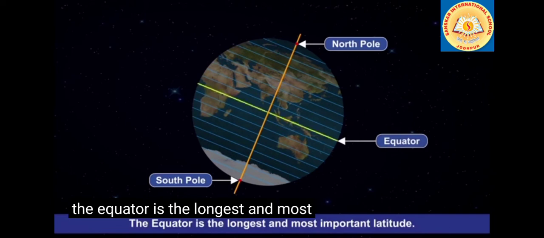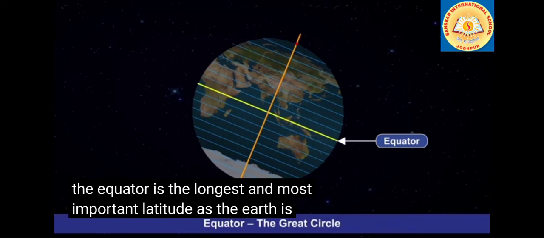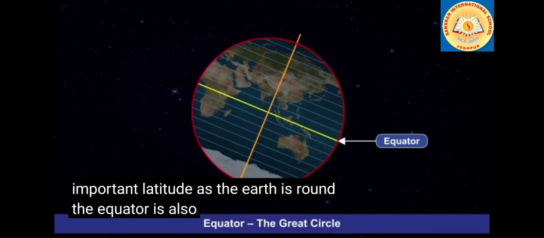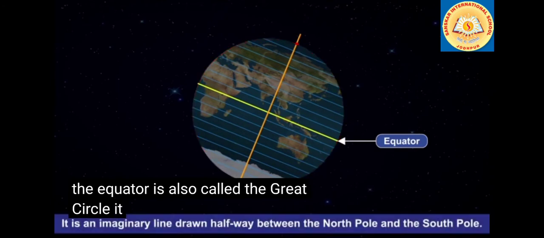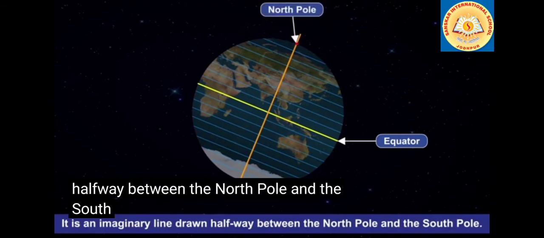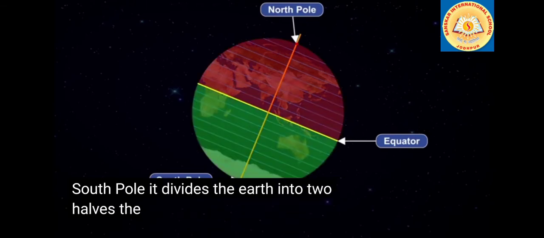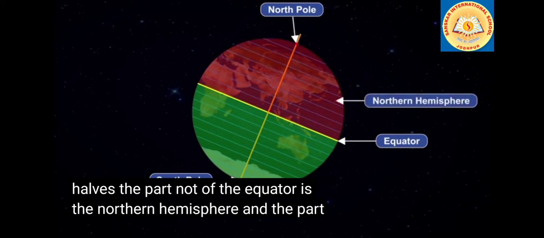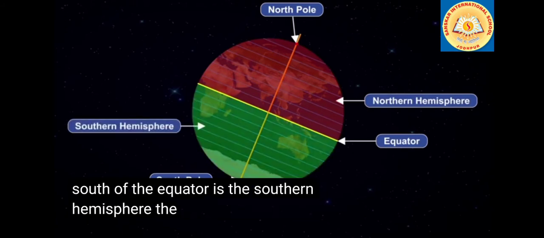The equator is the longest and most important latitude as the earth is round. The equator is also called the Great Circle. It is an imaginary line drawn halfway between the North Pole and the South Pole. It divides the earth into two halves. The north part is called the northern hemisphere and the part south of the equator is the southern hemisphere.